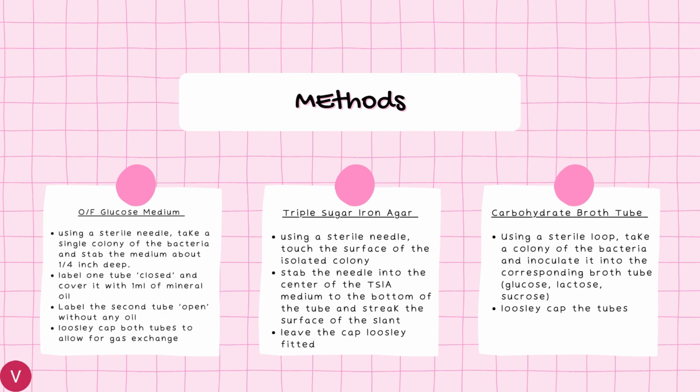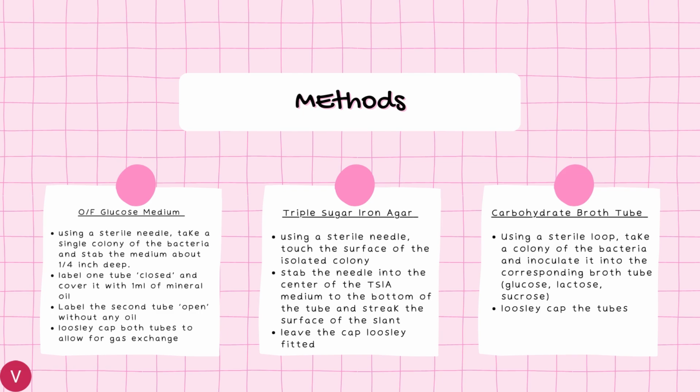Methods. For the OF glucose medium, using a sterile needle, we took a single colony of the bacteria and stabbed the medium about 1/4 inch deep into the tube. We did this to 2 tubes, with the first one being labeled closed, in which we covered it with 1 ml of mineral oil, and we labeled the second tube open, where we put no oil and left it as is. We loosely capped both tubes to allow for gas exchange.